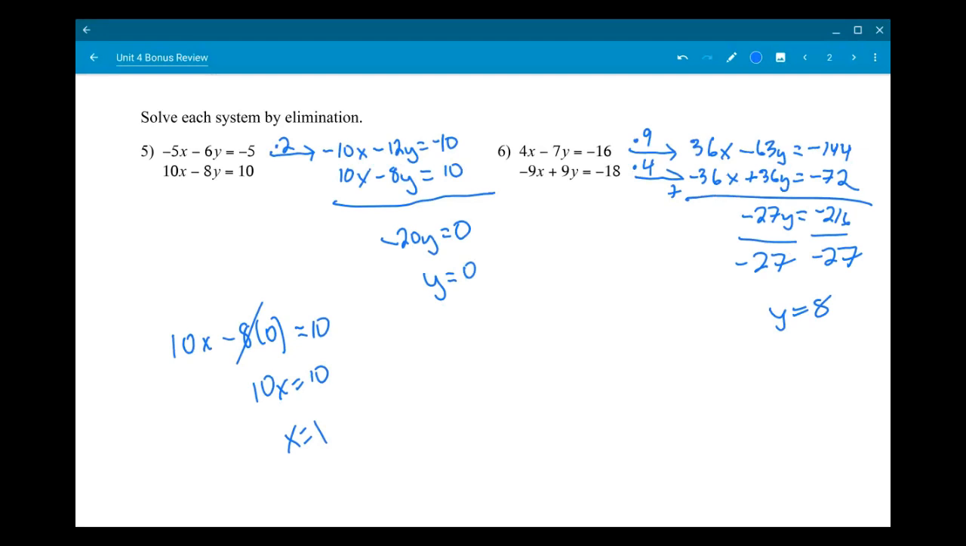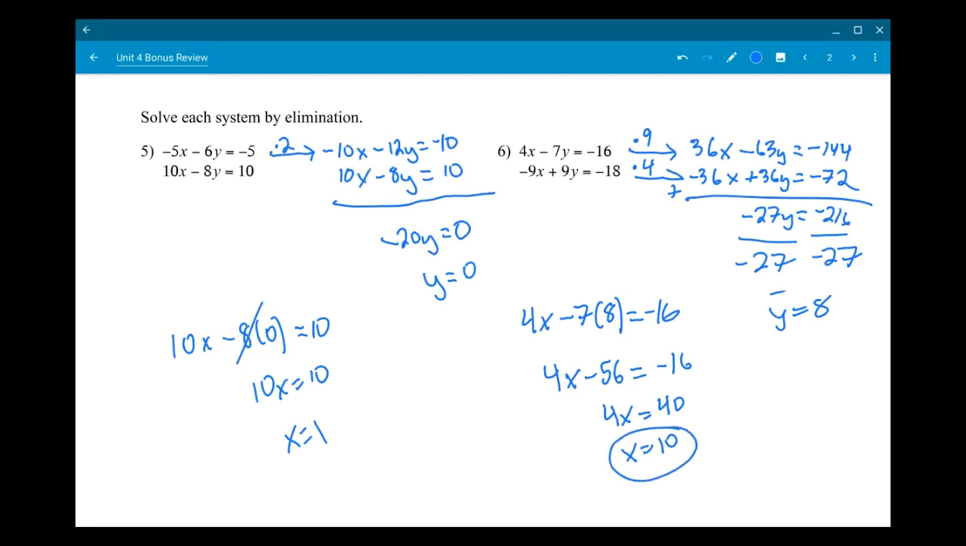Again, now you can go back into one of your original equations and just plug in for the y. It doesn't matter which one. I'm going to plug into the first one. And I get 4x minus 56 equals negative 16. I'm going to add that 56 to both sides, and I get 4x equals 40. I'm going to divide by 4, and I get x equals 10. So I get x equals 10, and I get y equals 8.